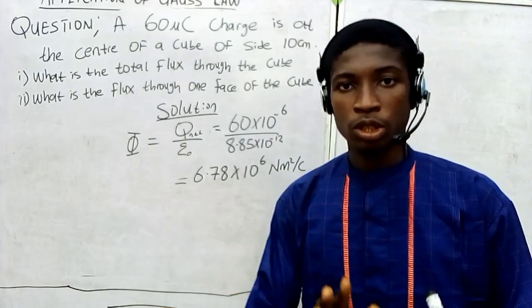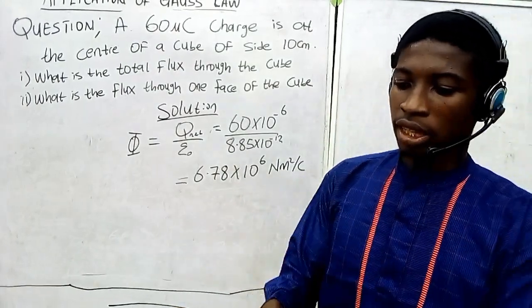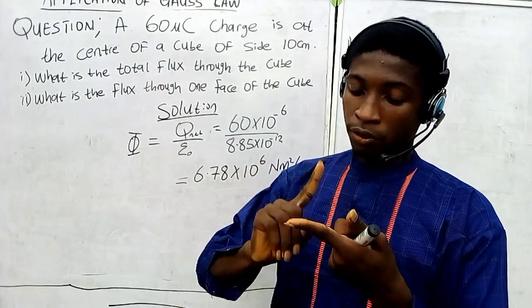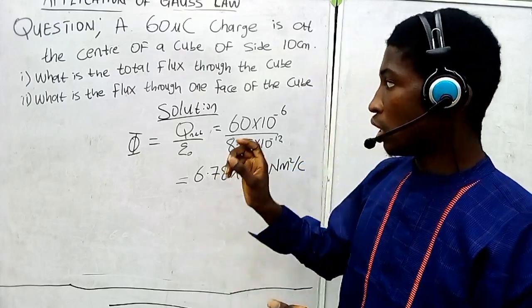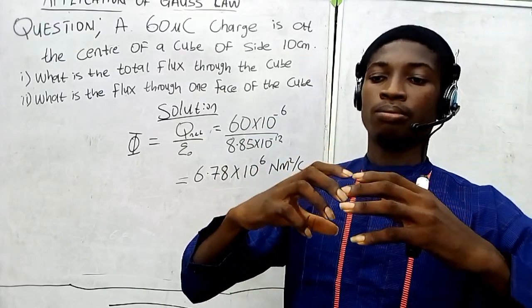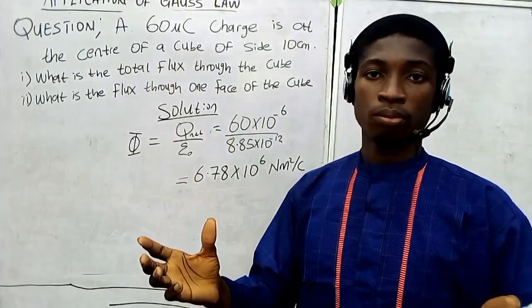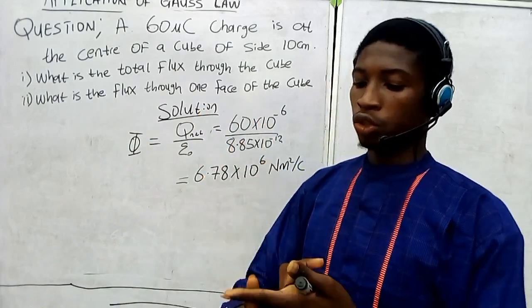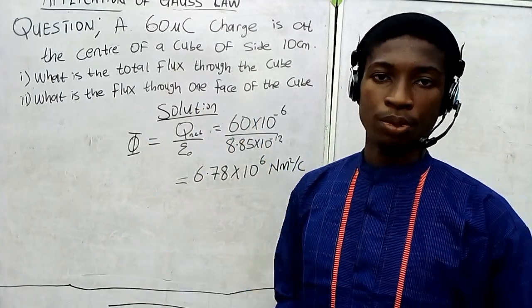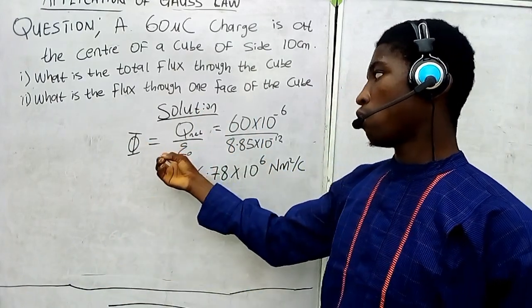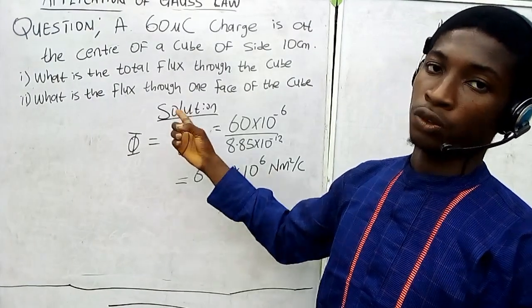So for any question on symmetry, where a charge is at the center of a sphere, or at the center of a particular shape, the volume of a shape, which can be a cube, a cuboid, whatever the shape is, you make use of this formula.